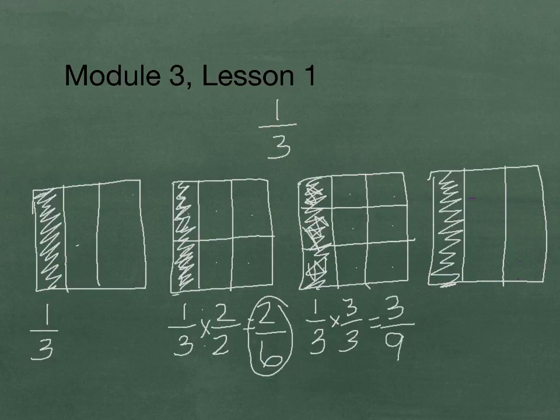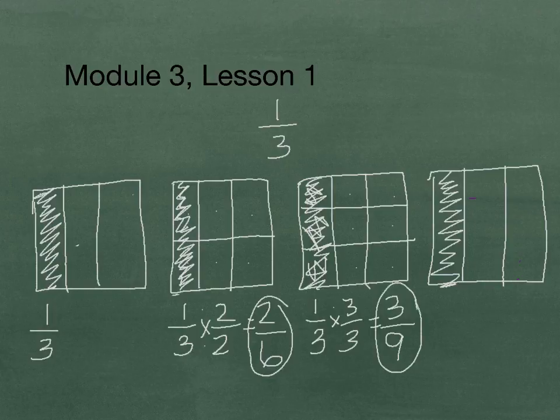So as you can see, 1 times 3 is 3. 3 times 3 equals 9. So we did the same thing to the top and the bottom. And 3/9 is also an equivalent fraction to 1/3.